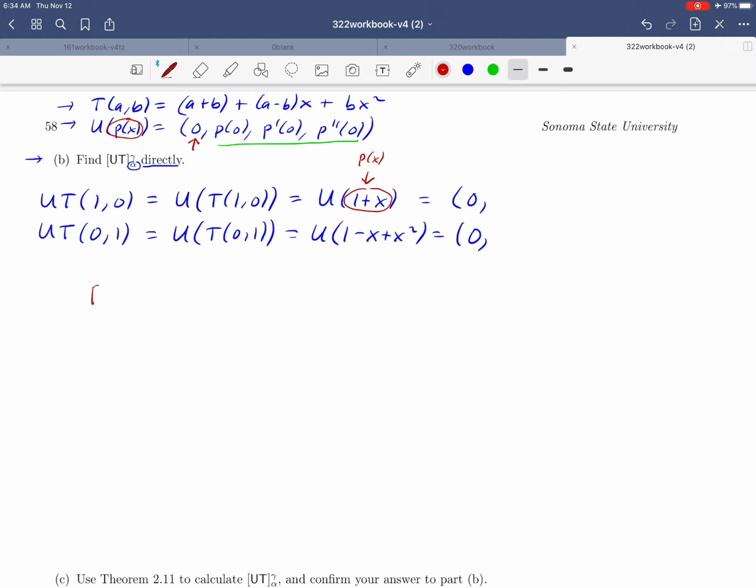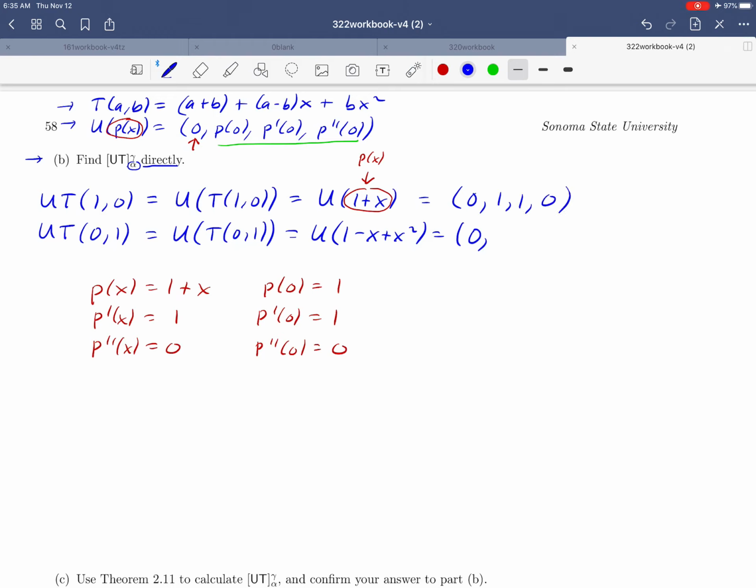So p of x at the moment is 1 plus x. Its first and second derivative would be 1 and then 0. And we need to substitute in 0 for all of our x's. So p of 0 would be 1 plus 0, which is 1. p prime of 0 is going to stay 1, and p double prime of 0 is going to be 0. So it looks like we're going to get a 1 and a 0 there.